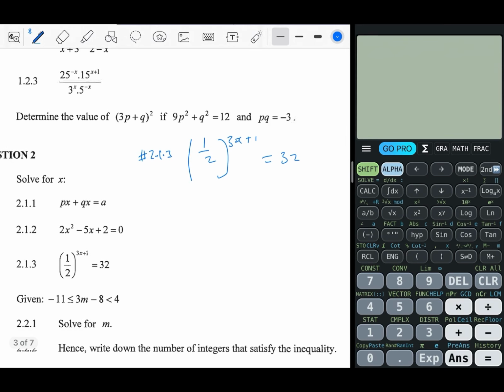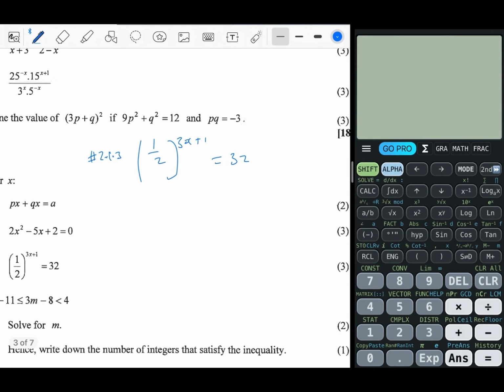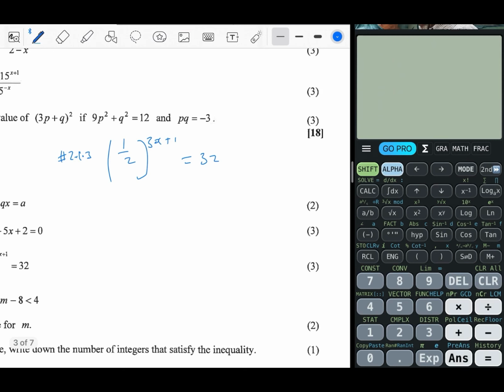Right, so from here, what you need to do is, if you have a solution like this, there are a couple of ways of solving this. You can use logarithms, but what I want us to do is just use the knowledge of the laws of exponents. So let me give you a quick revision.